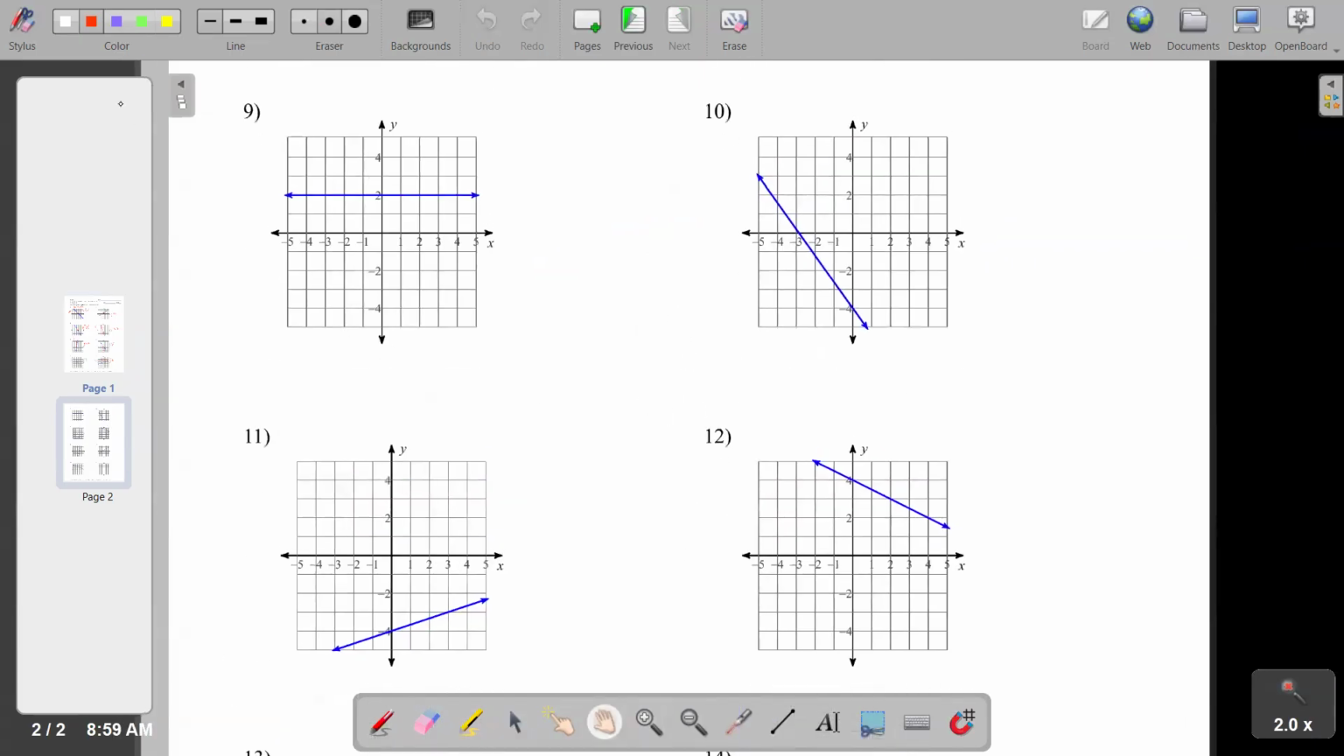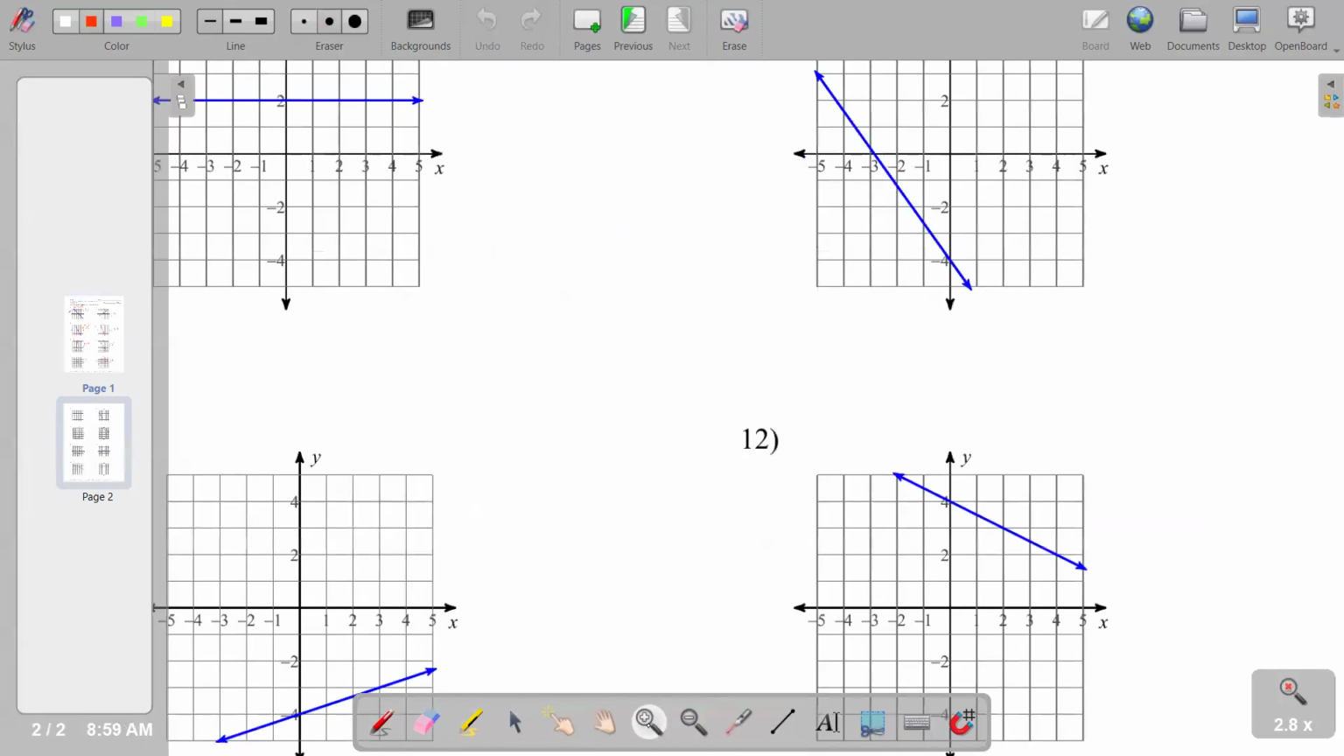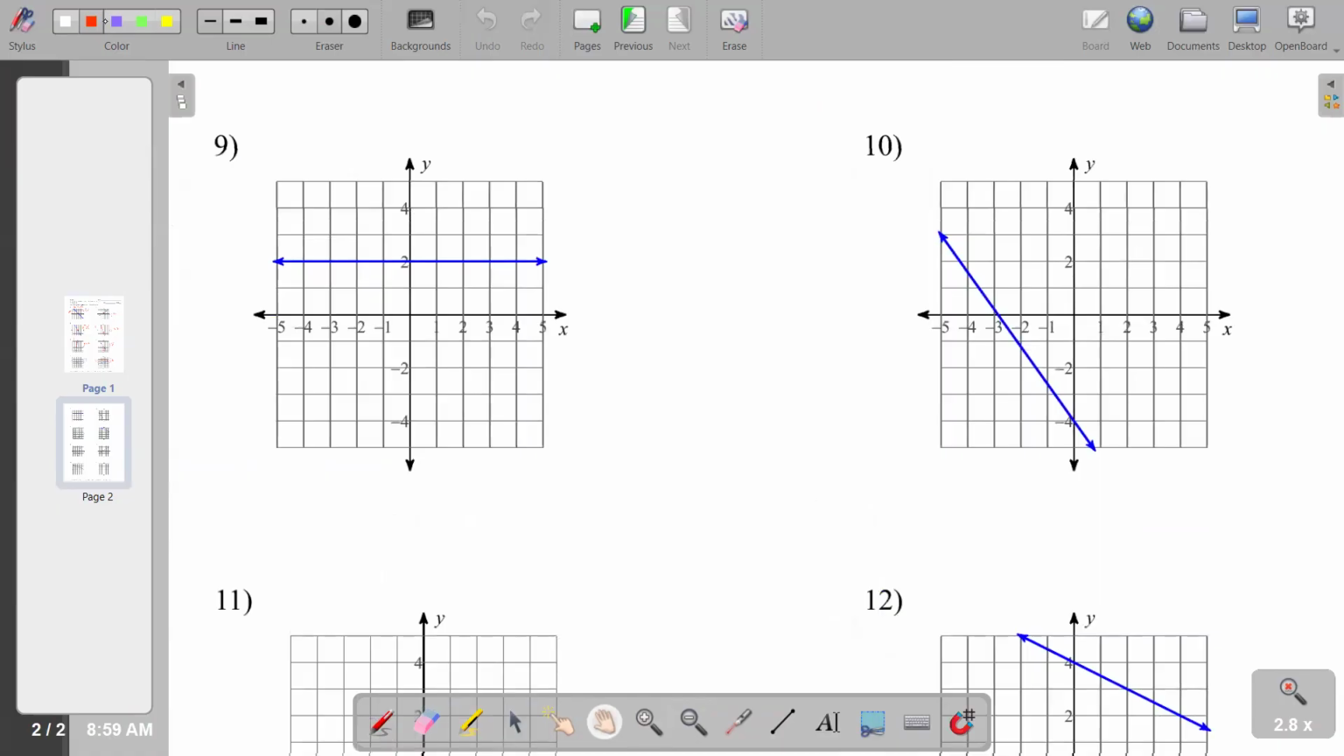How about number 9? What's the equation of this line? Would it be y equals 2? Yes. We learned on Thursday in our notes that if a line is horizontal, it only has one variable in it. There's no x. So a line that says y equals 2 or y equals 1 or y equals 5 or something, those are horizontal lines. That's how we write them. Okay, watch out for those.